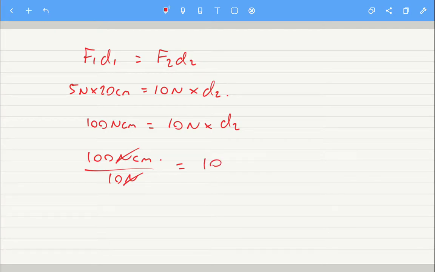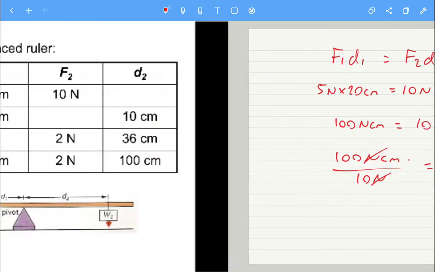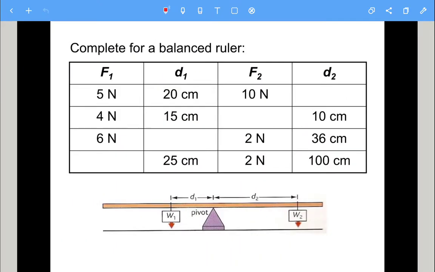And 100 divided by 10 is 10 centimetres. If you turned it into metres, your answer would be 0.1 metres. Okay, if you want to attempt the next three, and then I'll give you the answers.